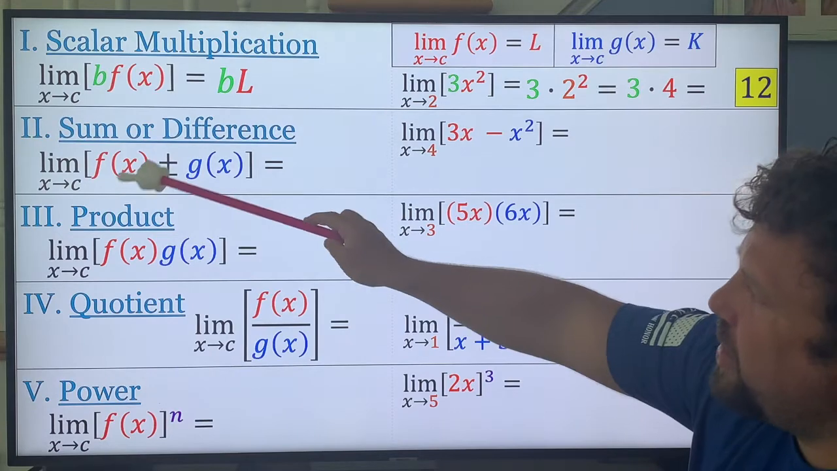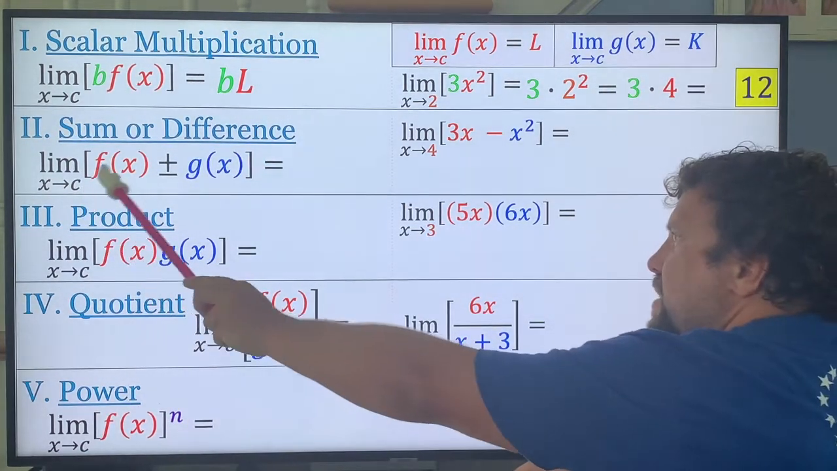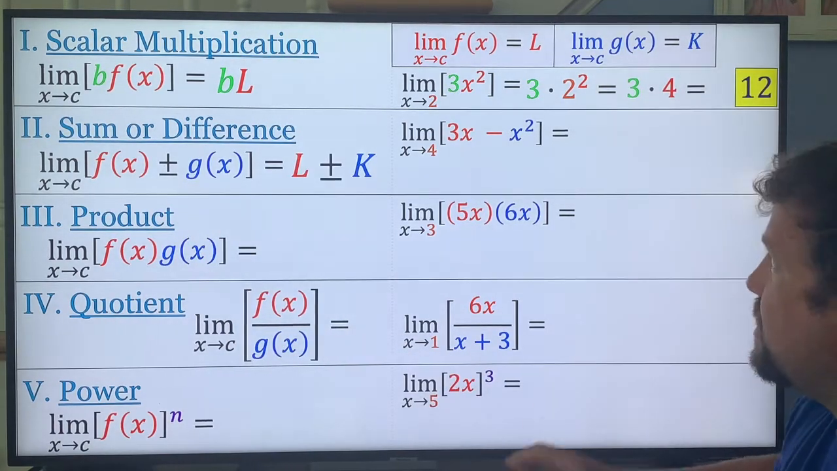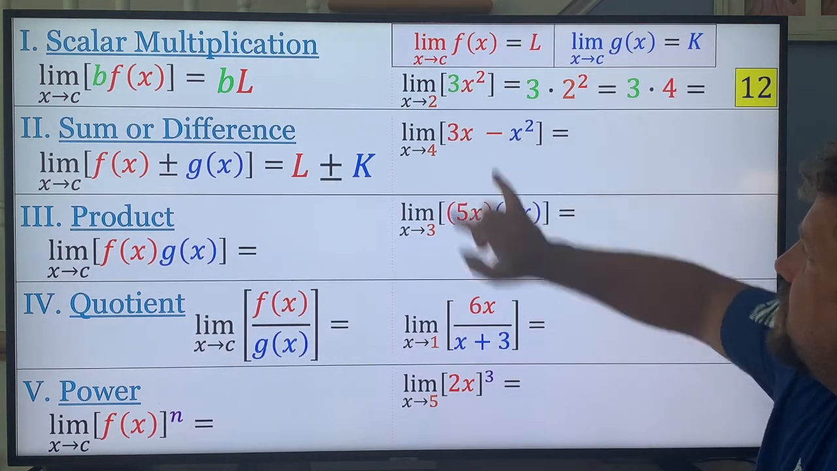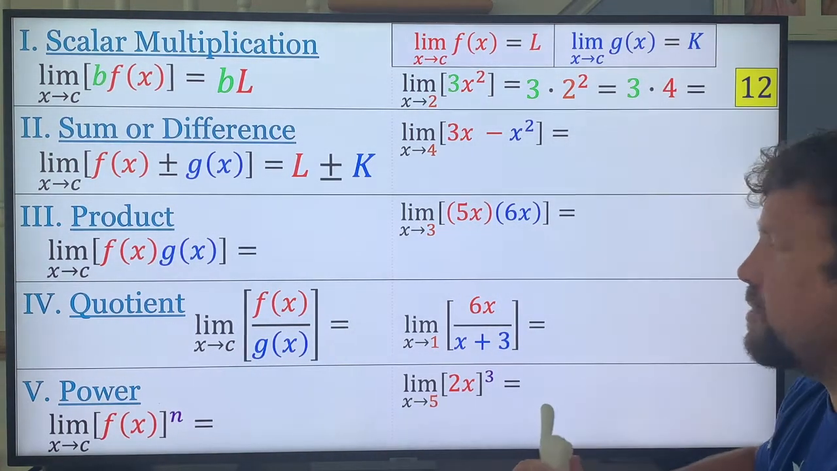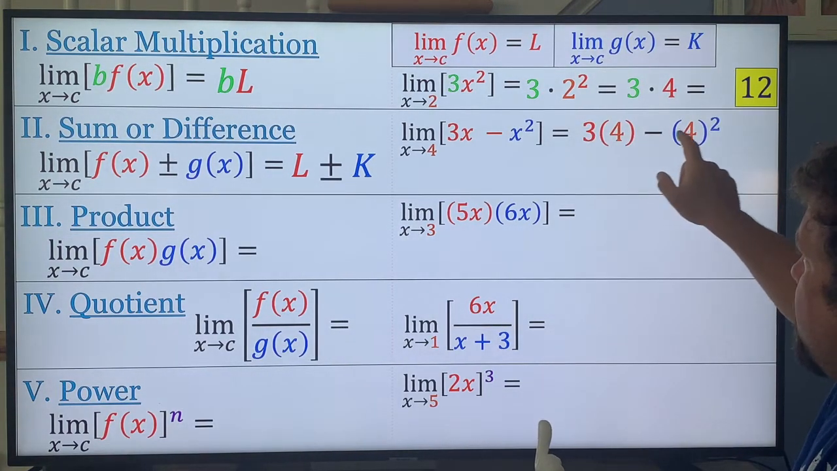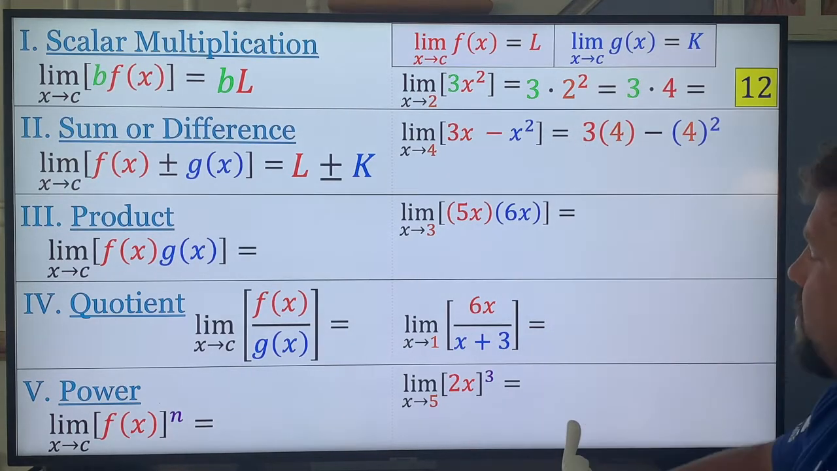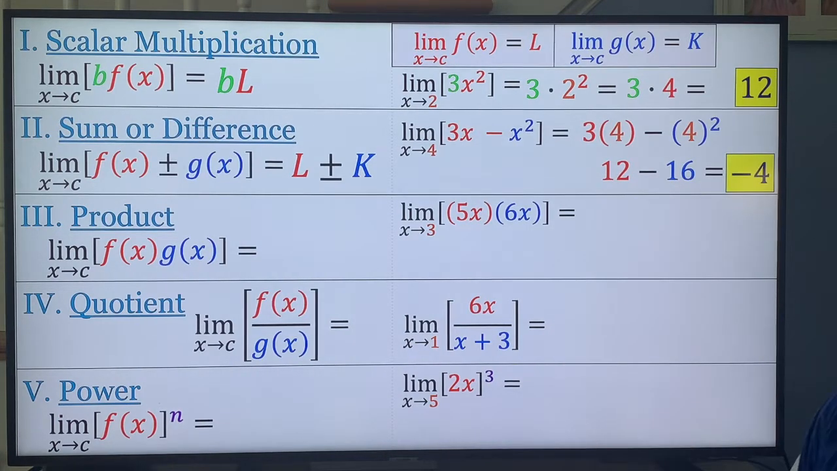Sum or difference. If you take two different functions and you add or subtract them from each other, as long as the x is approaching the same thing in both functions, you just take the two limits independently and you add or subtract them to each other. What are you talking about? I'll show you. Right here, 3x is a function, x squared is a function. Actually, x is the function, 3 is your scalar. I'm just going to call 3x the whole function. 3, your scalar, times 4, minus 4 squared. 3 times 4 is 12. 4 squared is 16. 12 minus 16 is negative 4. Once again, you just plug stuff in.